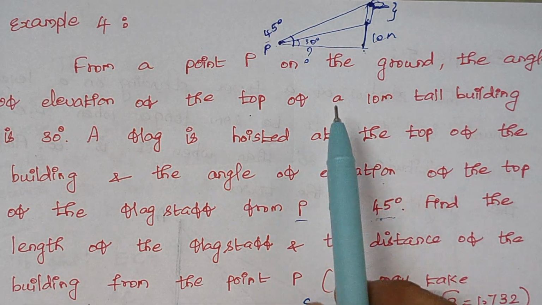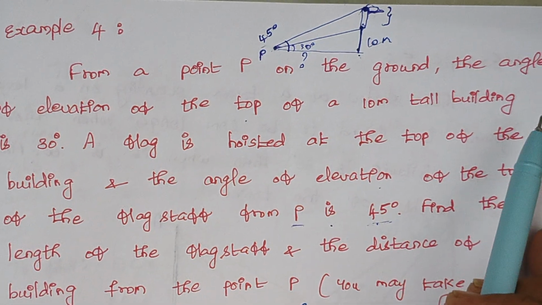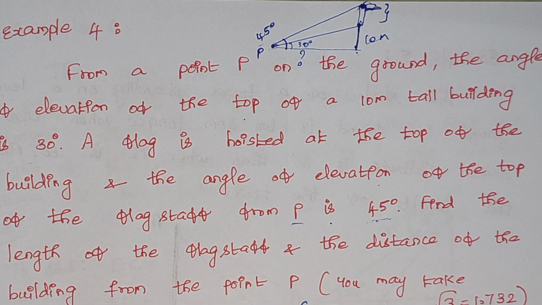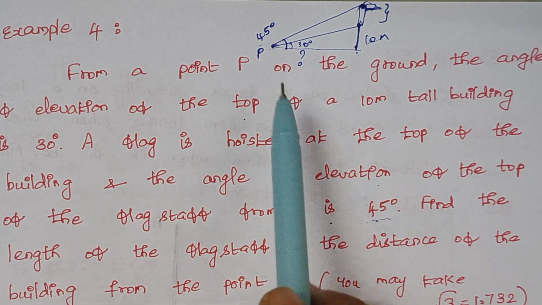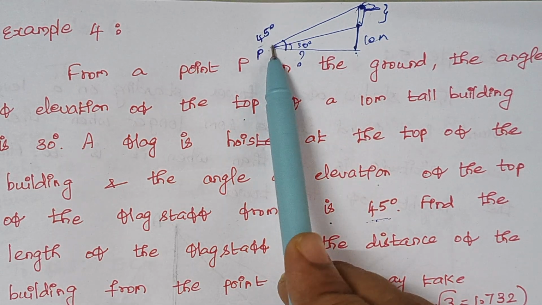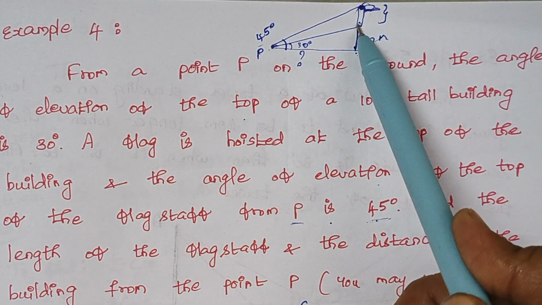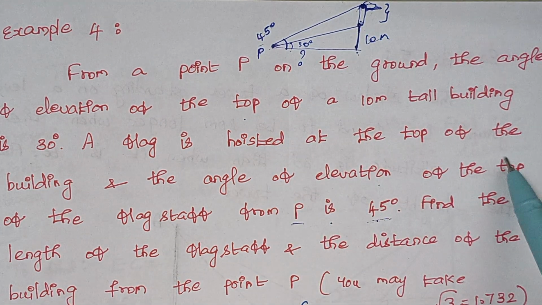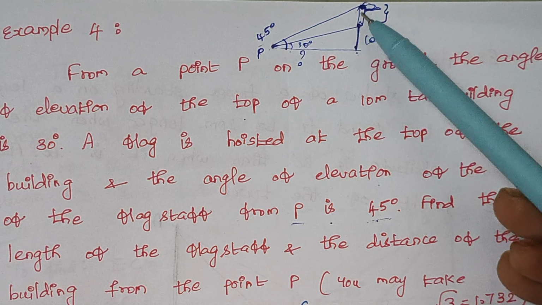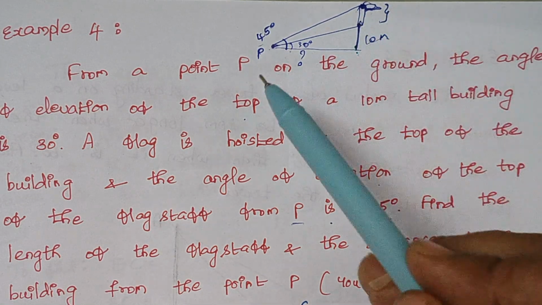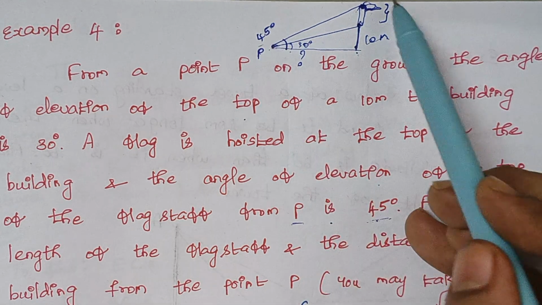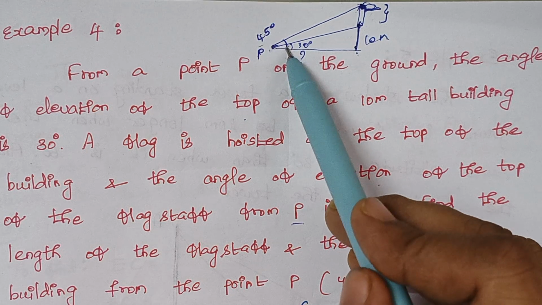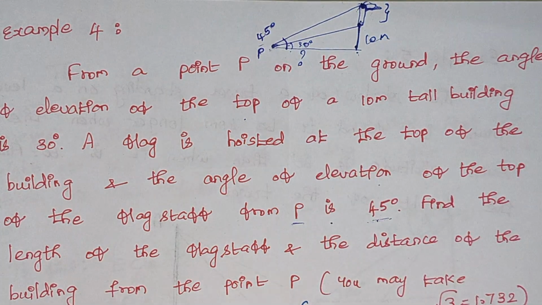So I believe I had made you understand the concept, right? Because drawing the diagram is much more important in this application. Initially you see there is a point P and you are looking at the top of a 10-meter building at an angle of elevation of 30 degrees. Apart from that, there is a flag hoisted at the top, and again you are looking from point P to the top of the flag at an angle of elevation of 45 degrees.